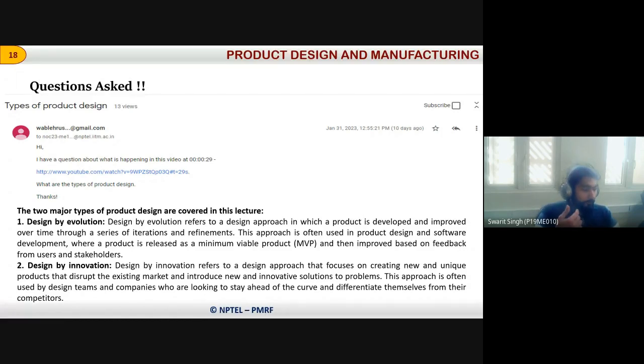popularity. And now, after Microsoft, yesterday Google has launched Bard. Okay, which is working similar to that AI chat GPT. Okay, so that product is the competitor of that and is designed by evolution, but the very first product is designed by innovation.